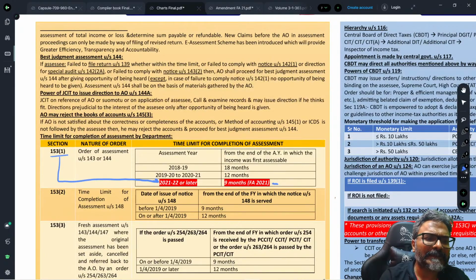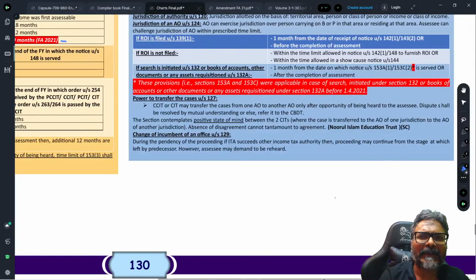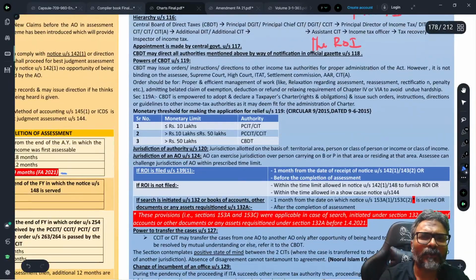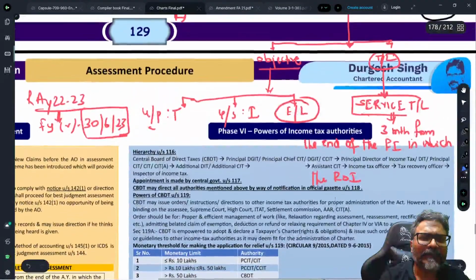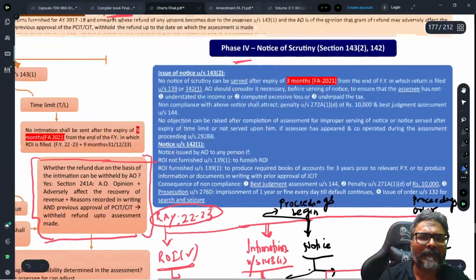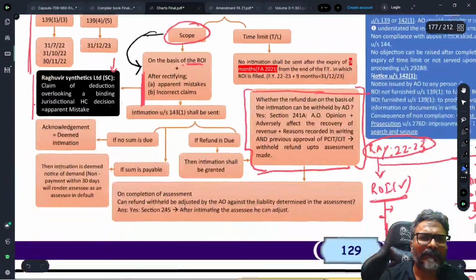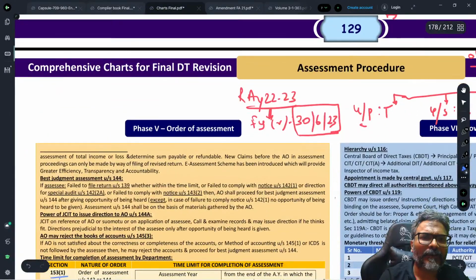If it is a transfer pricing case, students, do you know what happens? This 9 months gets further extended by 12 more months. So 9 plus 12 would be the time limit for the transfer pricing cases. Do you all agree to this one? 9 plus 12 would be the time limit for the transfer pricing cases, isn't it?